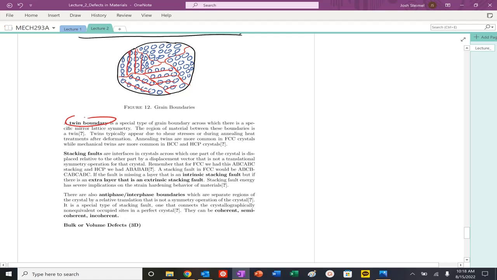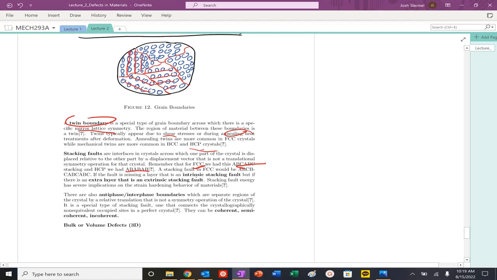Twin boundary, basically you have some special mirror symmetry. So you'll see this often. In FCC, annealing twins are common, and also in HCP crystals. For FCC, when you create those materials, you have this ABC stacking. For HCP, you have AB, AB, AB. But when you are examining those materials and you have a twin boundary, you basically have this mirror symmetry between them. And it can happen quite often in shear stresses and then annealing.